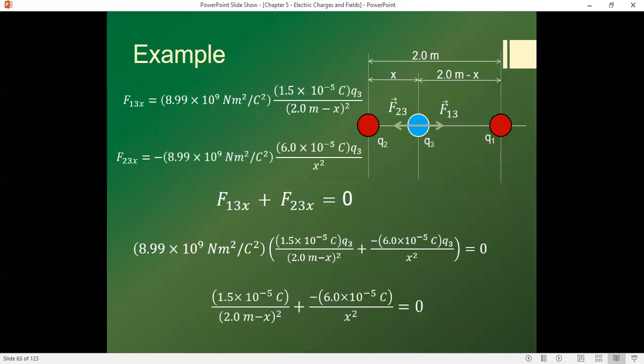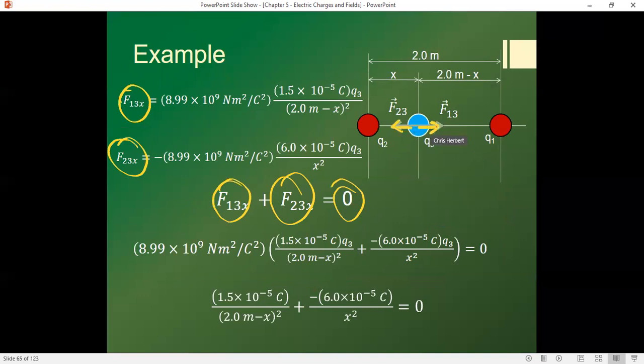Equal and opposite forces. So I set it up in the equation where I calculate F13 and I calculate F23. I'm going to say both of these add up to be equal to 0. Remember, F23 is pointing in the negative direction and F13 is pointing in the positive direction. That's why I have a negative value there. Set them equal to 0.